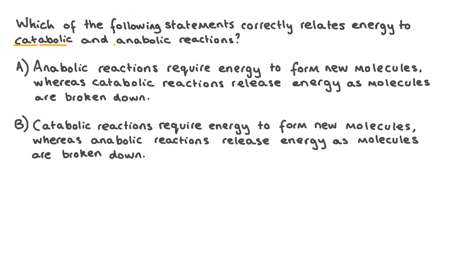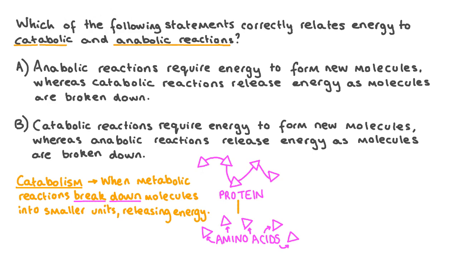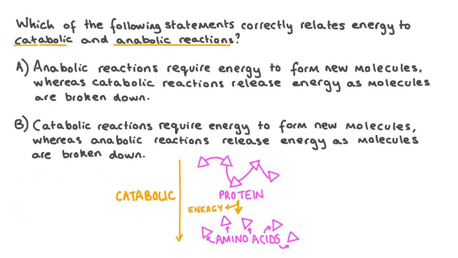Catabolic and anabolic reactions are both types of metabolic reactions that occur within the cells of living organisms to help them survive. Let's take a look at catabolic reactions first. Catabolic reactions break down large molecules into smaller units. The breaking of bonds in the large molecule releases energy, which can be used in the cell for other reactions. For example, proteins are broken down into amino acids in our digestive system. This is an example of a catabolic reaction, as a large molecule is forming several smaller molecules, and the process overall releases energy.